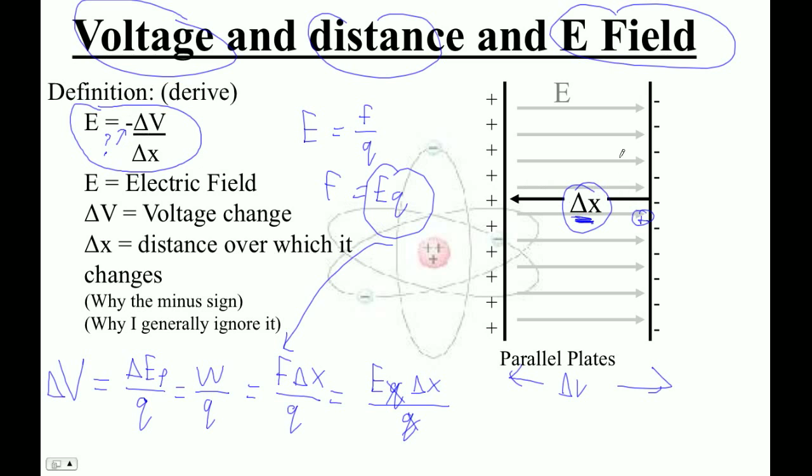Generally, I ignore it, because I know that if I move a positive charge from this side to this side, I'm doing positive work, and vice versa. So I don't need the minus sign. And usually I ignore it, but sometimes I don't. I'll show you when I do, but usually I ignore it, because I can figure out from the picture what's going on better than I can by trying to keep track of the minus signs.